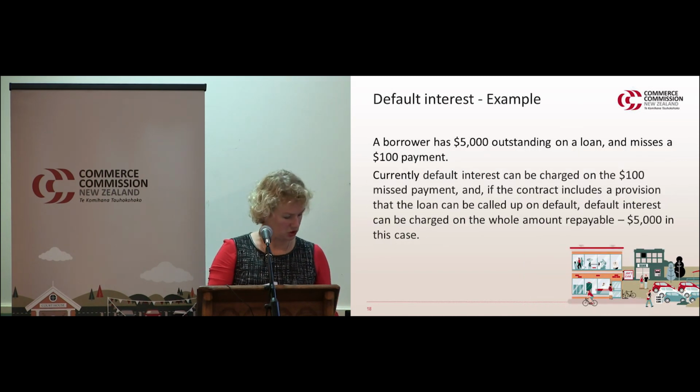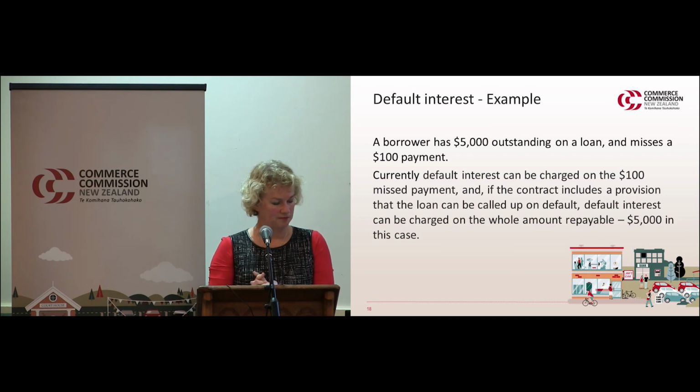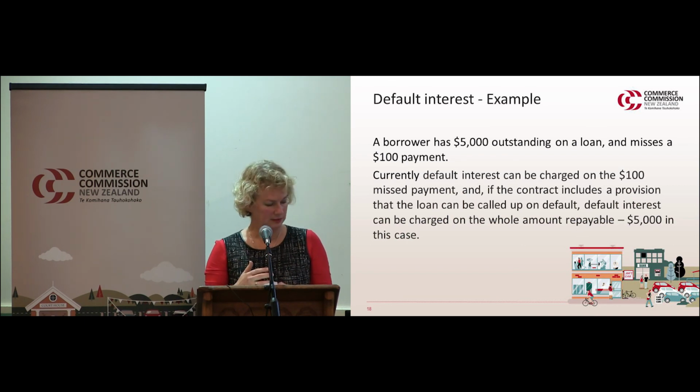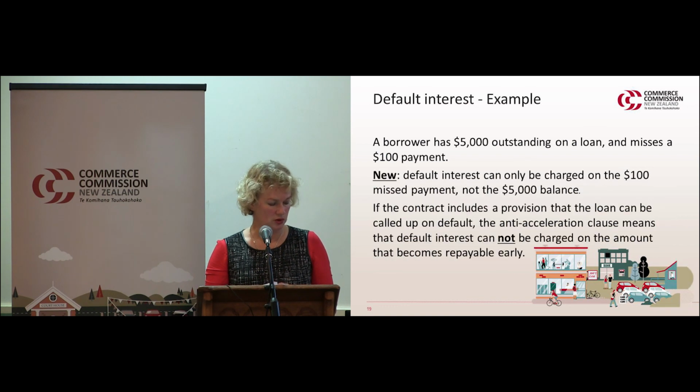So I'll just give you a little example to show what this means, which is that if a borrower has $5,000 outstanding on a loan and misses a payment of $100, this is just a simplified example. Currently, the default interest can be charged on the $100 missed payment, and then if the contract includes a call-up provision, then default interest can be charged on the whole amount to be payable with the rest of the $5,000. So under this new law, the default interest is only payable on the amount that's actually in default. And then the remainder of the loan can be called up, but it can't have default interest applied to it.